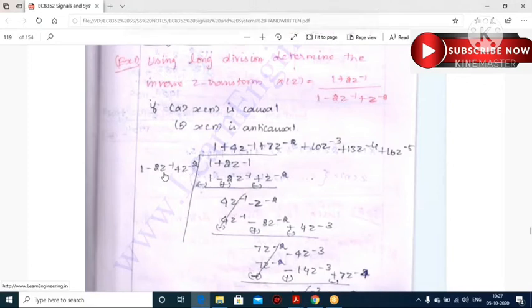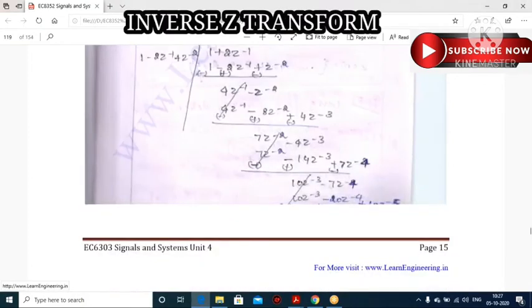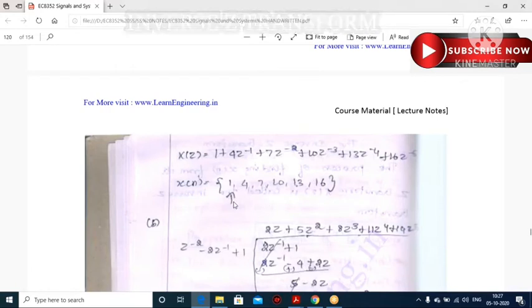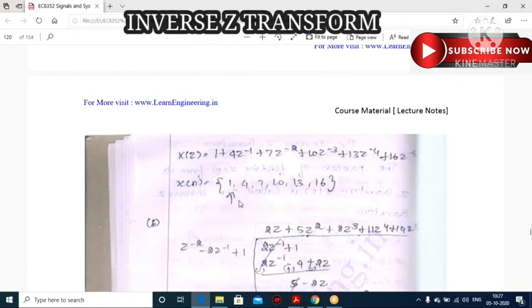But if x is causal, your answer becomes x of z with negative power of z. So your answer becomes x of 0 is 1, x of 1 is 4, x of 2 is 7, like this. You put the arrowhead at the initial point, the origin point. So n is greater than or equal to 0, and your answer becomes causal. Your given system is said to be causal.